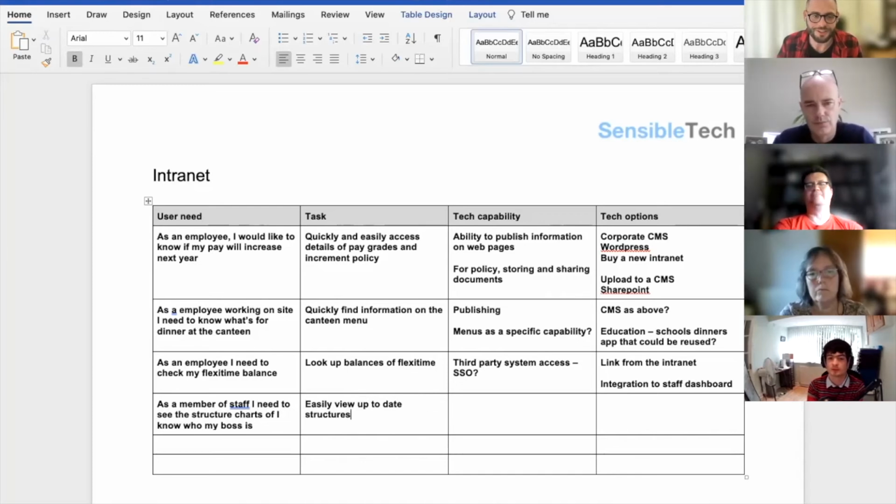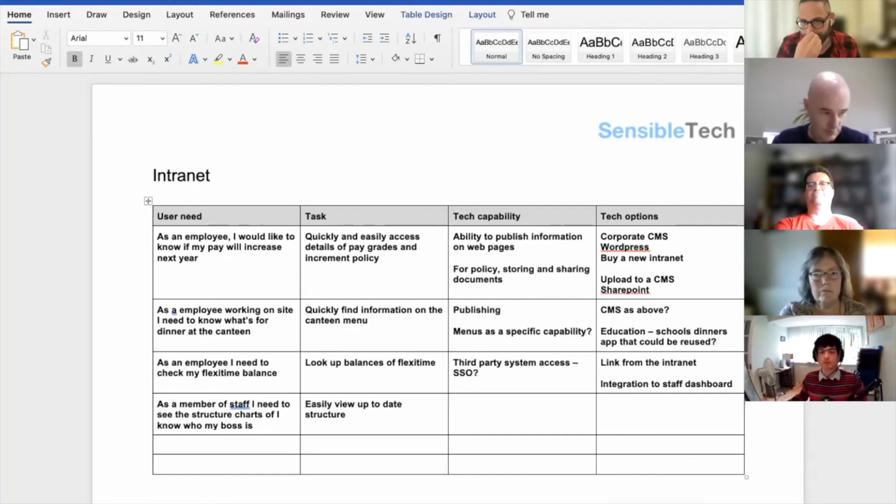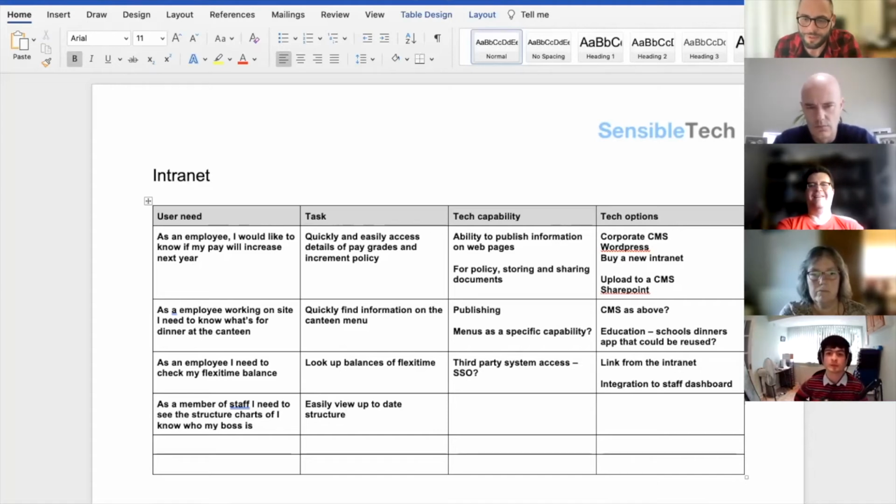And of course, once you start digging into these things, there are all sorts of other user needs. Like, as the person who has to update the structure charts every month, every time there's a restructure, how can I do that quickly and easily? So what might some of the tech capabilities be here, Keenan? I can think of a few ways to do this quite badly, but what would be some things you're thinking about there?